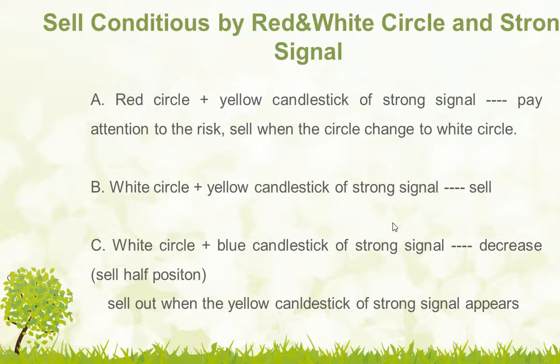So we can see how to sell. Sell conditions. The red circle plus a yellow candlestick of strong signal. Pay attention to the risk. Sell when the circle changes to a white circle. If you see the red circle and the yellow candlestick, you'd better not buy. The risk is the main point. So sell when the circle changes to a white circle. Then the next one. The white circle plus a yellow candlestick of strong signal, you should sell quickly, okay? The white circle plus a blue candlestick of strong signal, decrease your position. Sell half position. Sell out when the yellow candlestick appears.